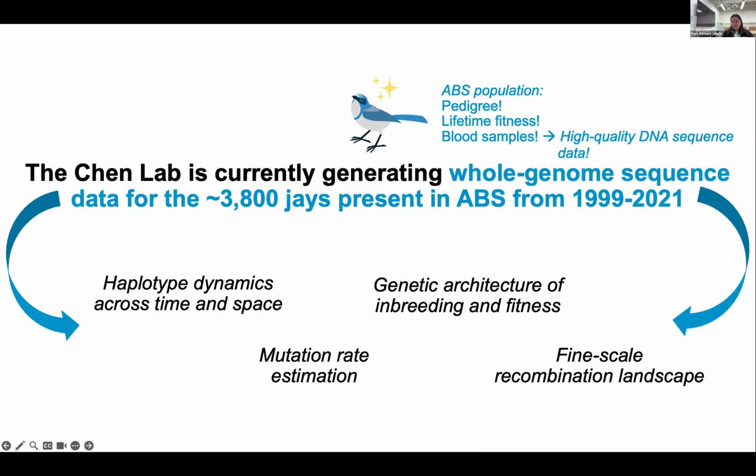And so what the Chen Lab is currently doing to try and answer these questions is generating from those blood samples whole genome sequence data for the around 3,800 jays that have been present in the Archbold Biological Station population from 1999 to 2021.